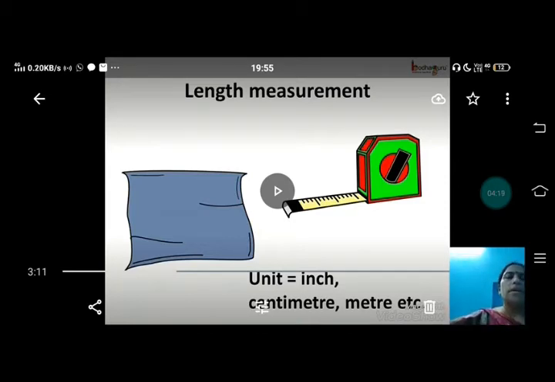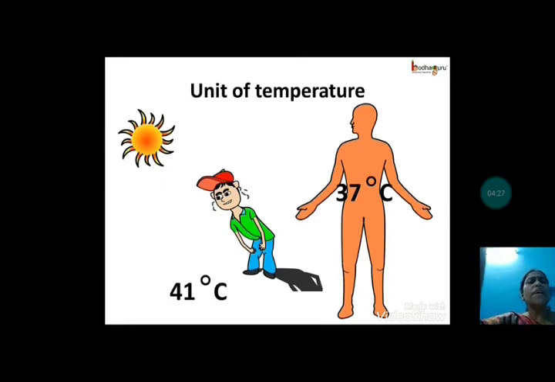For the temperature of a sunny day, we can measure and say that the temperature is 41 degrees centigrade, and for body temperature, we can say that the temperature of the body is 37 degrees Celsius. Now here you see a thermometer, a clinical thermometer.